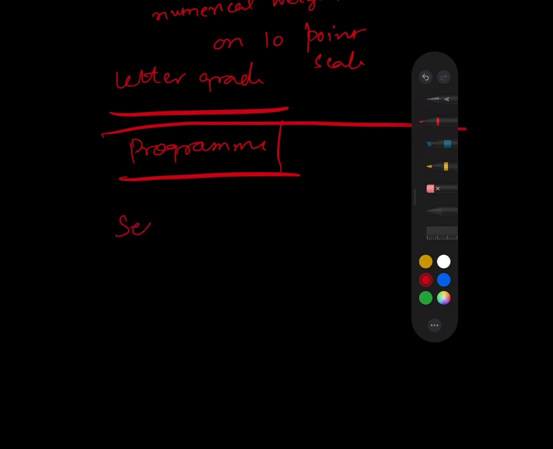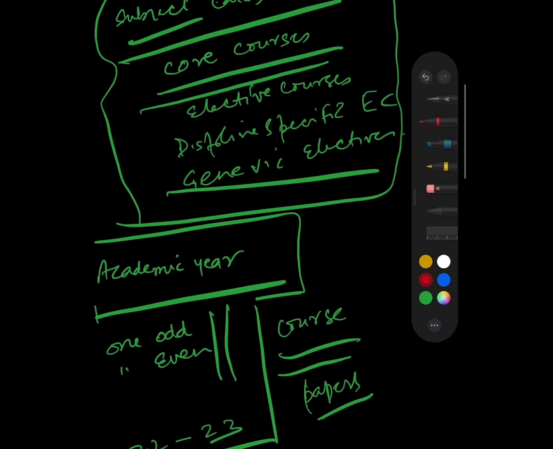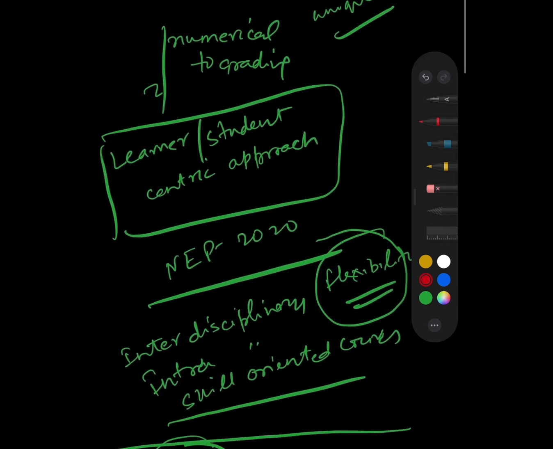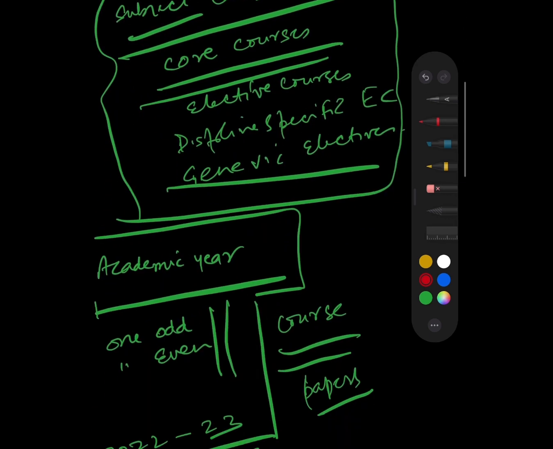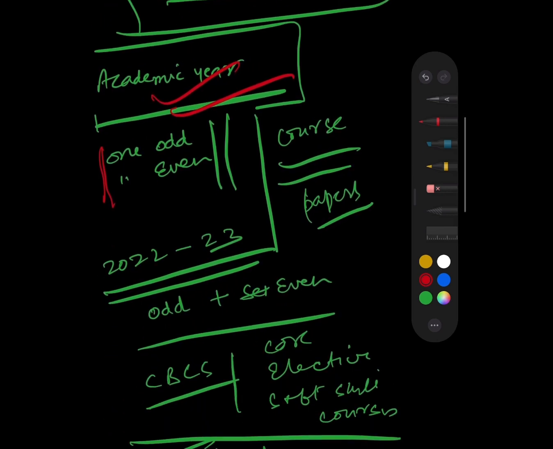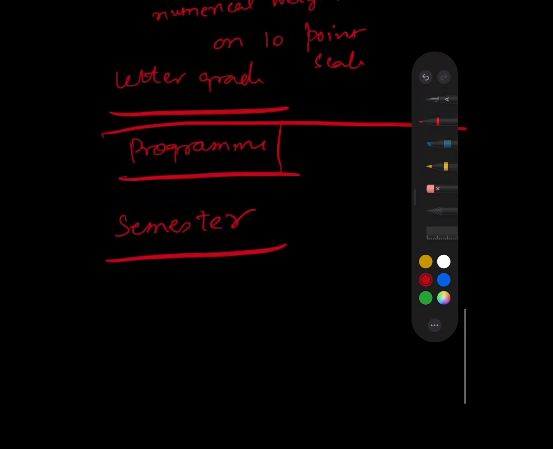Then coming to the term semester. I told you about academic year. What is this academic year? Academic year is 1 odd plus 1 even semester equal to 1 academic year. But what is this semester then?